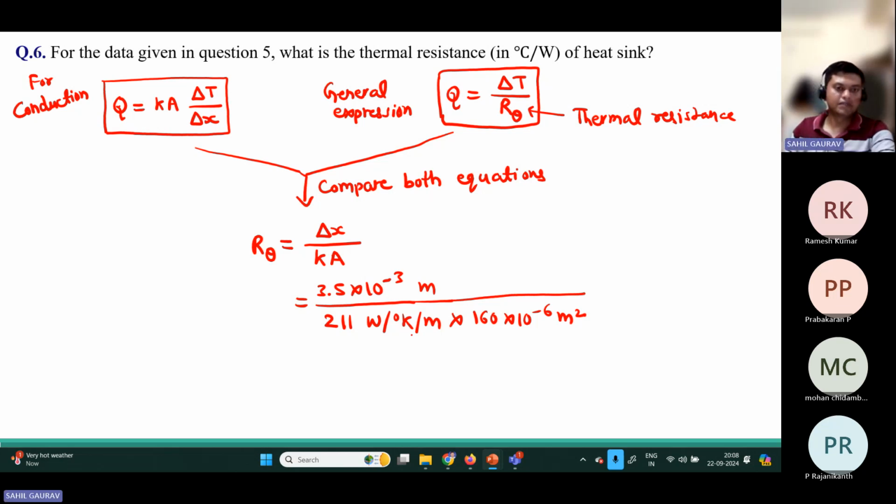So just to verify whether thermal conductivity written per degree Kelvin or per degree Celsius are the same or not, I think both are the same. So you can also write per degree Celsius. So if you evaluate this equation, then it will come as 0.01036 degree Celsius per watt. This is the answer. 3.5 upon 211.